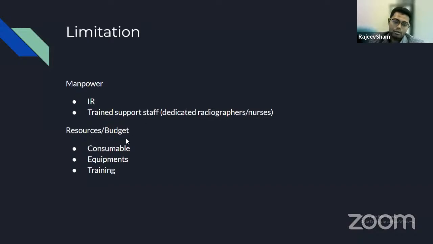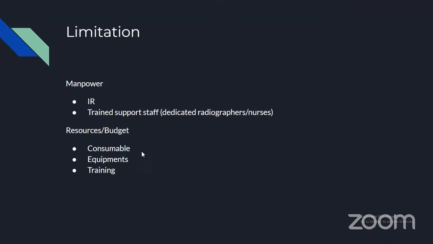Okay. So of course, I think every place has this constraint, which is resource and budget. For example, to get consumables, some of the consumables used for interventional radiology are very expensive. For example, the stents, the balloons, and then equipment.